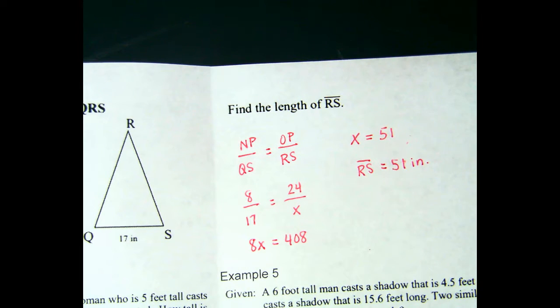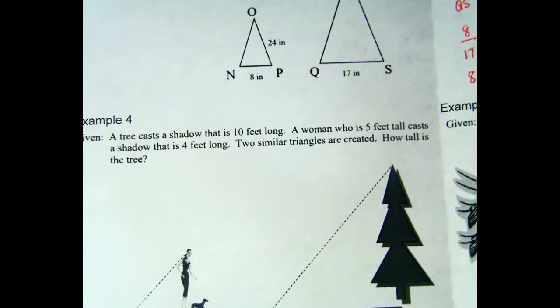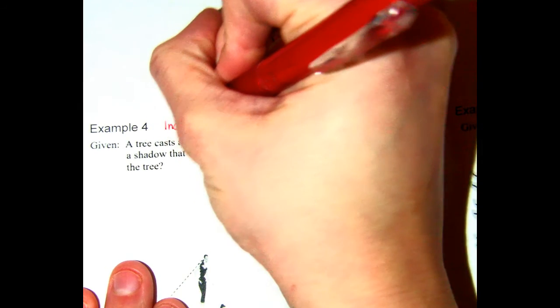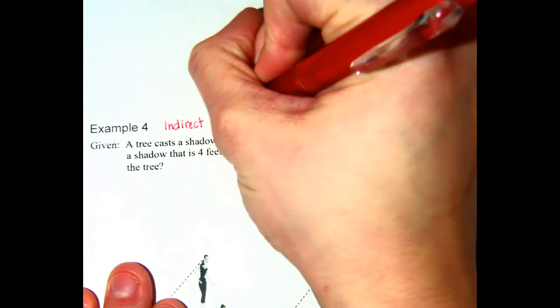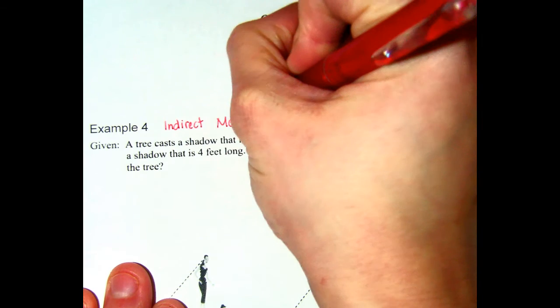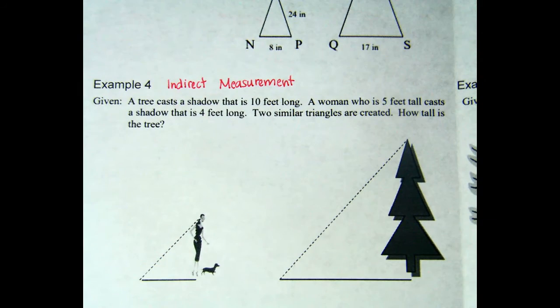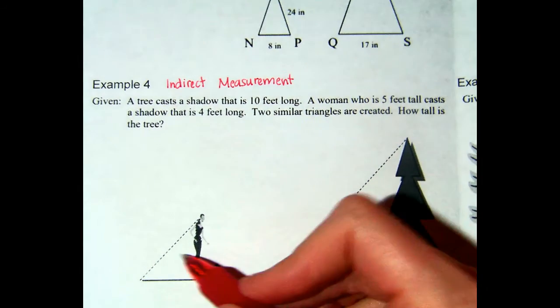These questions can also be done with example 4 and 5. These are word problems. This is actually called indirect measurement. This gets used when nobody really needs to or has to climb a tree or anything. Based on the shadow, the sun rays come down at a parallel. They come down parallel.